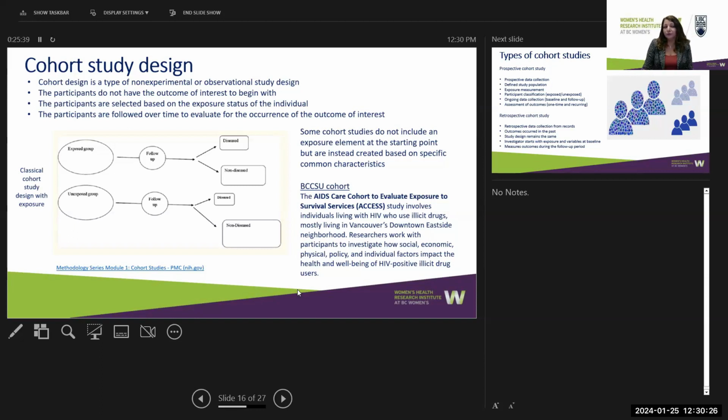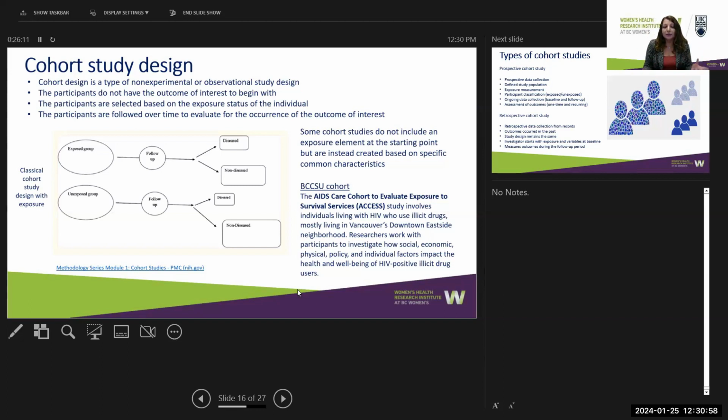I will give you examples of when people in a cohort are not recruited based on exposure status at the beginning. The participants are followed over time to evaluate the occurrence of the outcome of interest. So basically, a cohort study is used if you want to measure the incidence of something. A cohort study is a flexible study design, because you do not always include exposure.